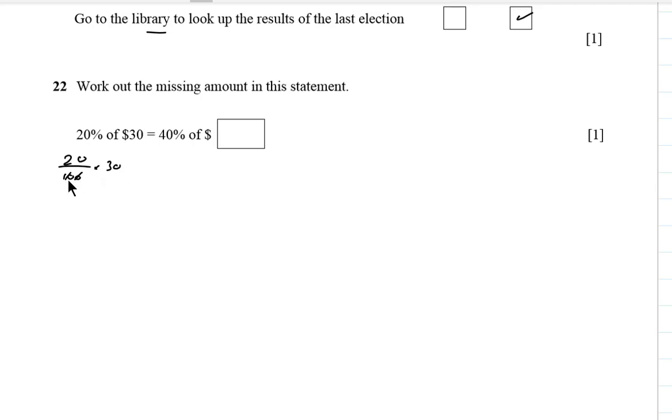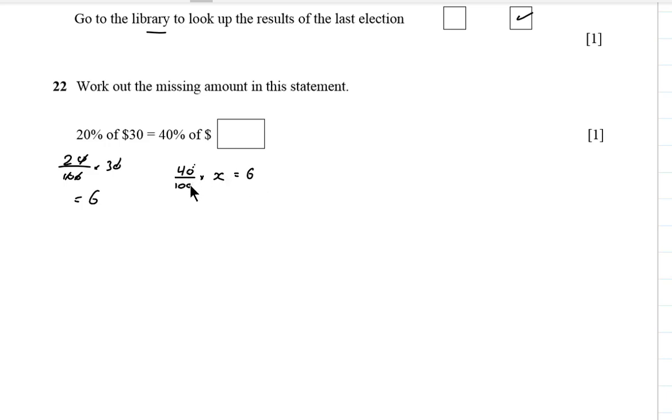So we can cancel these zeros with these zeros. So it will be 2 times 3, which is 6. For the right hand side, 40 over 100 times what equals 6 also. We can call it x equals 6 and form an equation and try to solve for x.